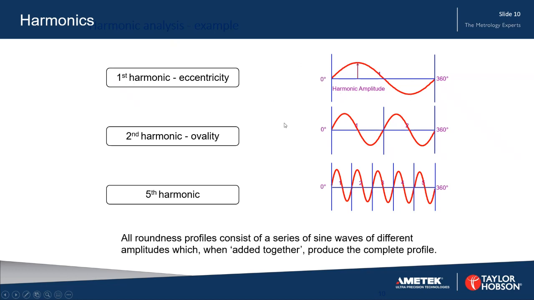The second harmonic is the ovality, and we can see two peaks, 2 valleys. The fifth harmonic, 1, 2, 3, 4, 5 peaks, 5 valleys. So all the roundness profiles consist of these pure sine waves of different amplitudes. When we add them all together, we get the complete profile. So harmonic analysis is doing the opposite. It's breaking down that profile into these parts, because we can see these and identify the causes of problems in our manufacturing more easily.